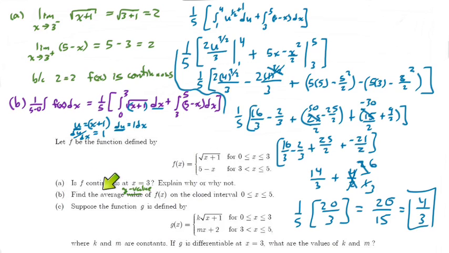This question asks for the average y value. There it is, 4 over 3. How is this the average? It's the average because we were adding all the y values that this thing spits out, and then we're dividing it by the interval. Let's do the next one.